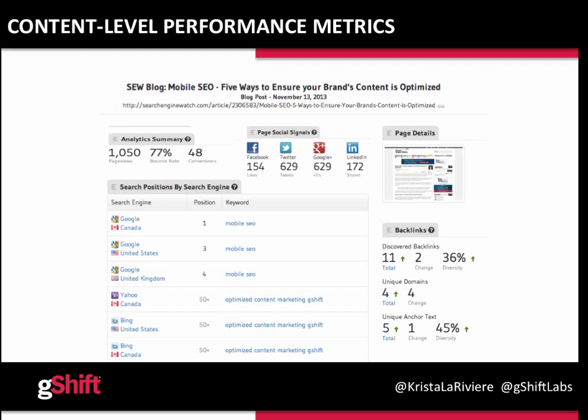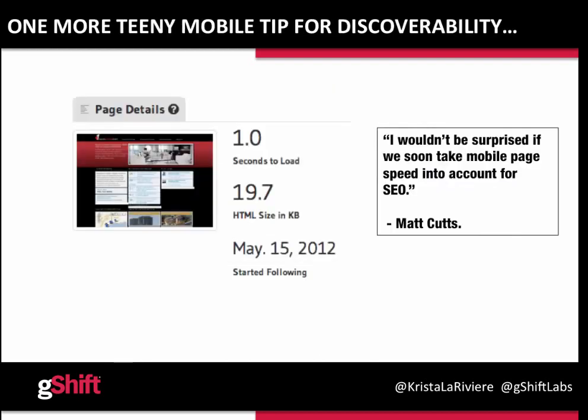So here's an example of how you can measure your content within our software. It shows you how many views you're getting, your bounce rate, how many conversions you're getting from that one piece of content, social signals, how many +1s you're getting, how many tweets you're getting, where it's being shared the most. Gives you a quick screenshot of that content, shows you how you're ranking for a particular keyword, and shows you how much weight you have coming into it with backlinks.